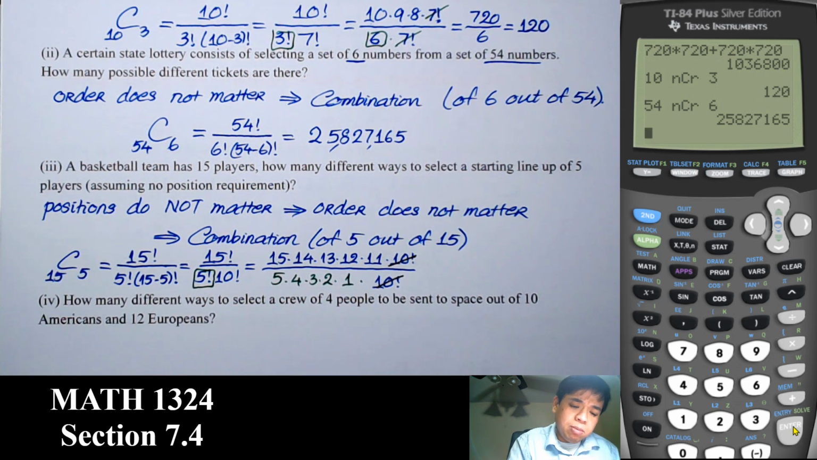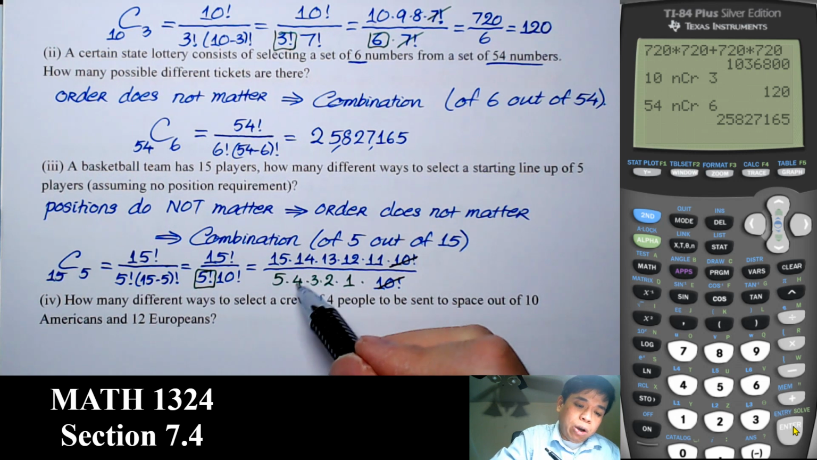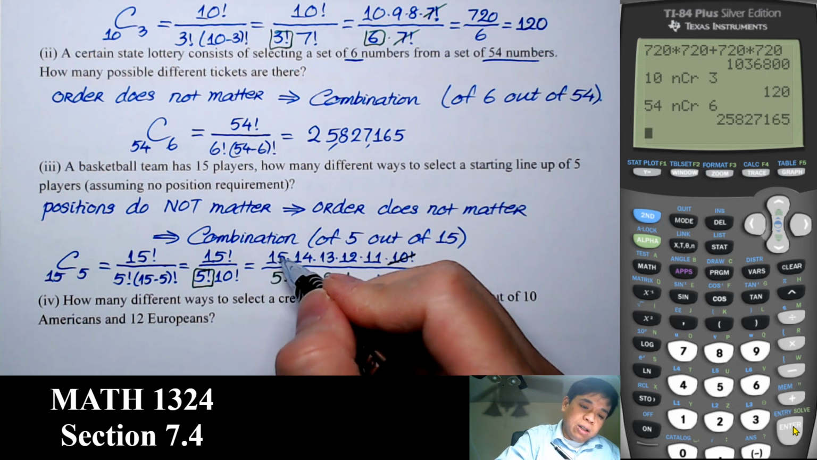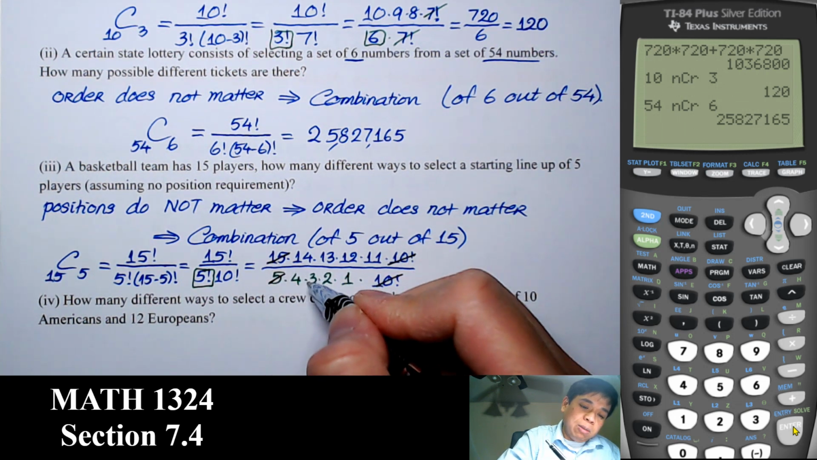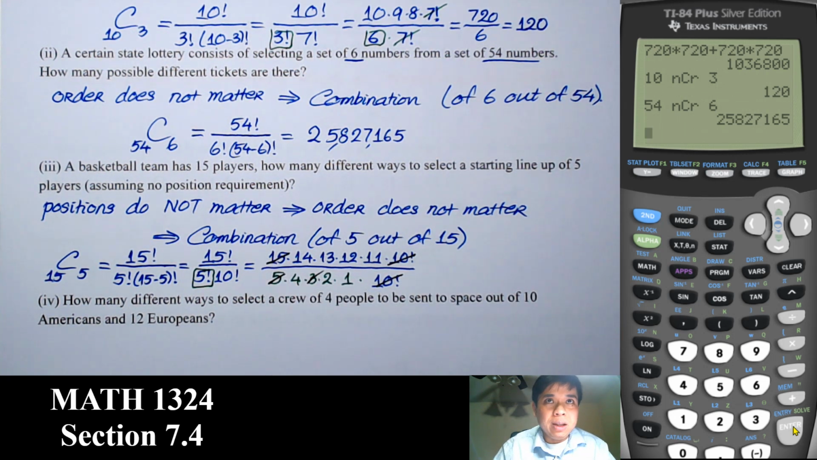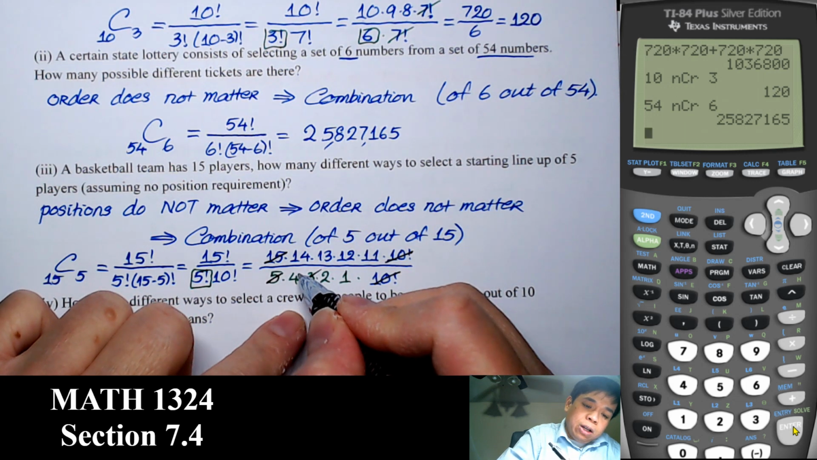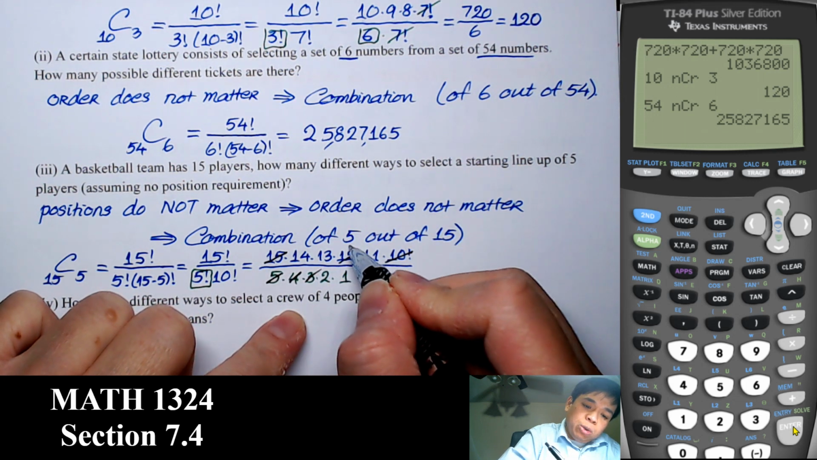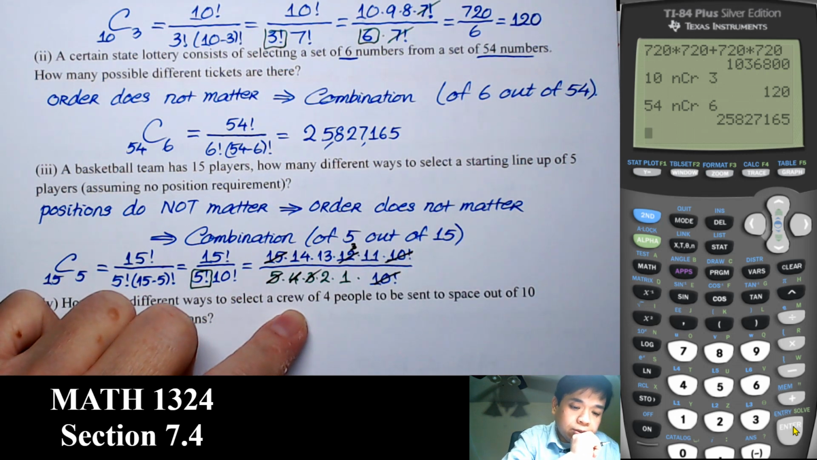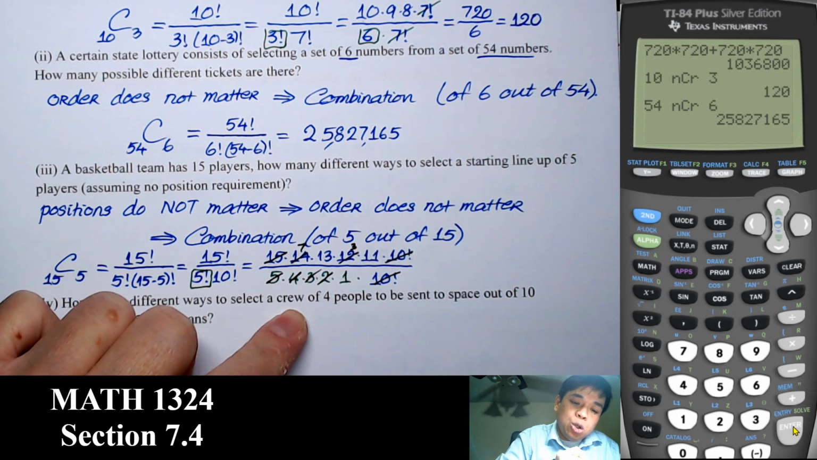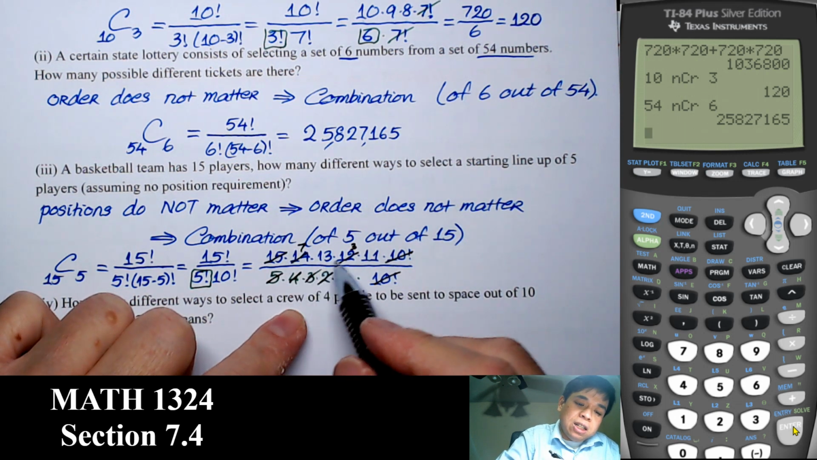Alright, we can say 4 and 3 are 12, so that cancels out 12. 15 is 5 times 3, so that's gone. Next we have 4 and 2 at the bottom. The 4 and the 3 cancel out, we have 3 left. And the 2 and the 14 cancel out, we have 7. So pretty much we have 7 times 13 times 3 times 11.